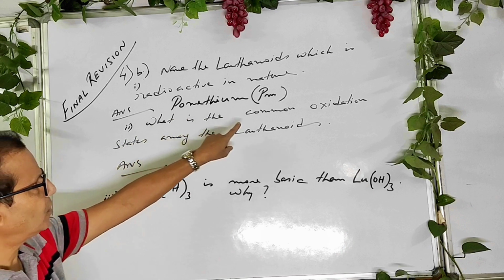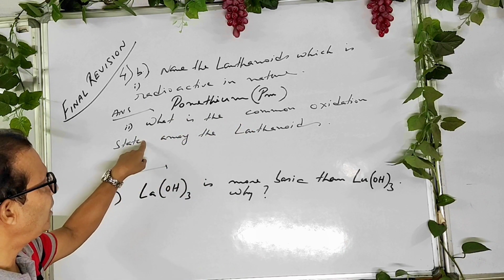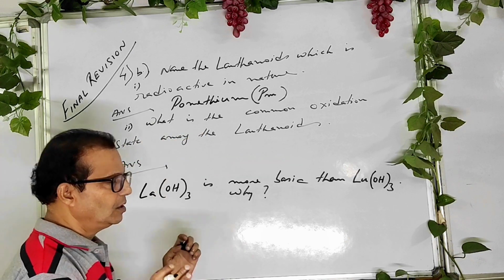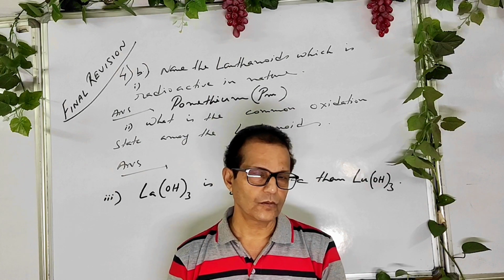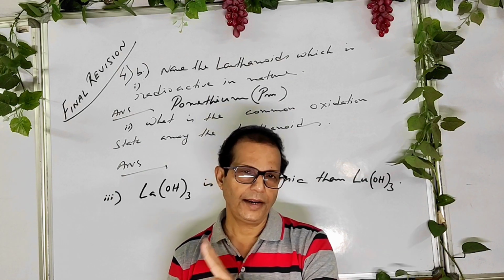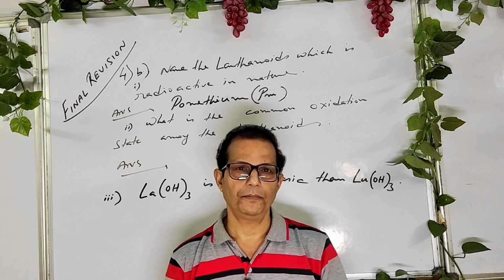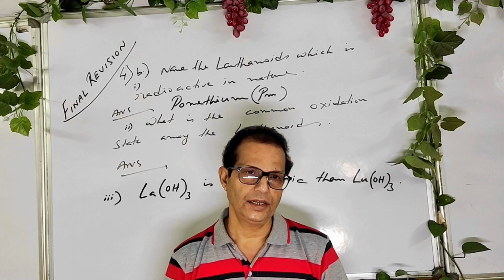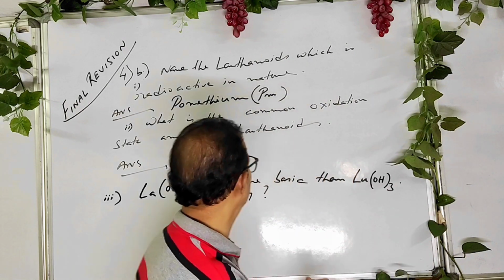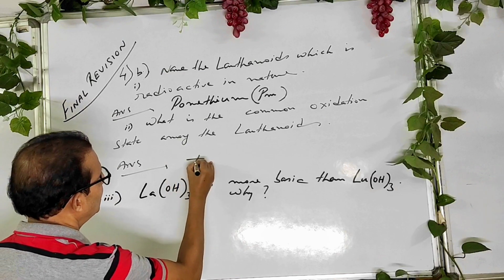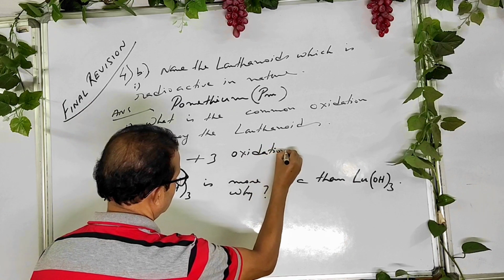Next question, what is the common oxidation state among the lanthanoids? You know that lanthanoids show +2, +3 and +4 oxidation states, but the +3 oxidation state is the common oxidation state among all the lanthanoids. So it is the +3 oxidation state.